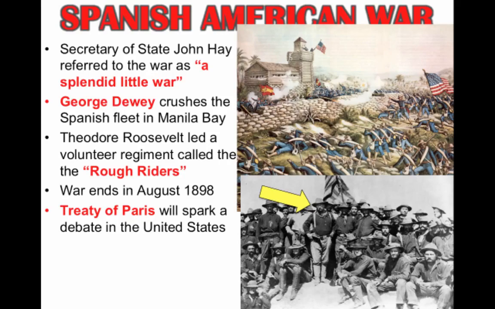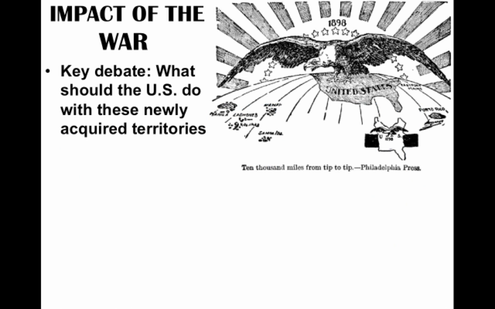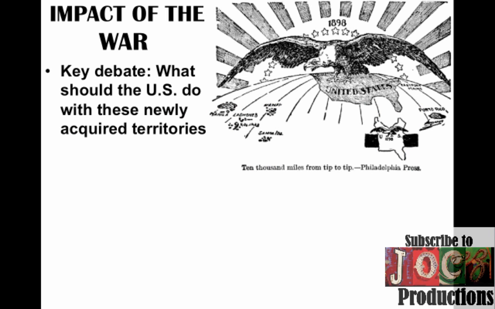This treaty is very important because it's going to spark a huge debate in the United States. And here's the big debate. The Treaty of Paris gives the United States Guam, Cuba, Puerto Rico, and the Philippines. Spain is paid $20 million, but all those areas, those 4 new territories, are now under U.S. possession. And the debate is, the impact of the war, the Spanish-American War, is what should the U.S. do with these newly acquired territories? We have now acquired a world empire.